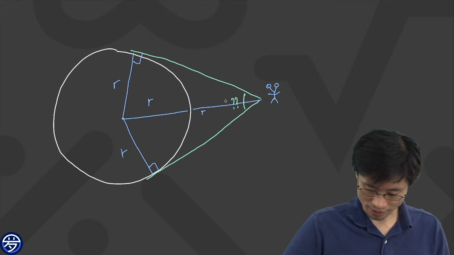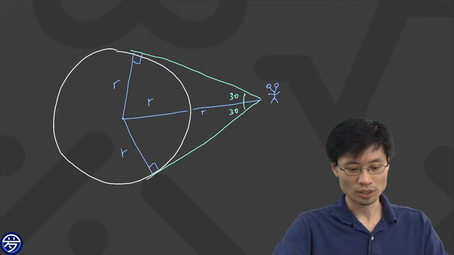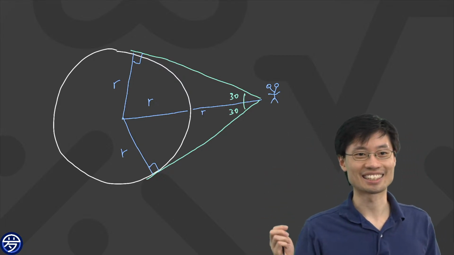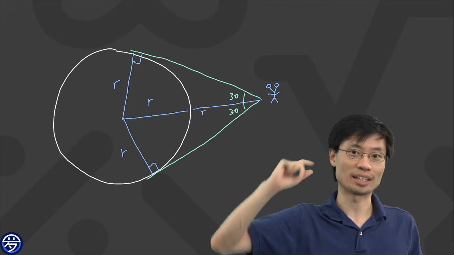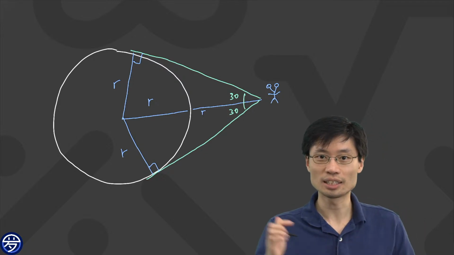And this is, let's just erase the question marks. This is 30, and this is 30. So that means that the 2-headed alien can see a 60-degree angle looking at the Earth. And I'll use that as the answer to the question. It's like, how much of the Earth can you see? You can see up to 60.